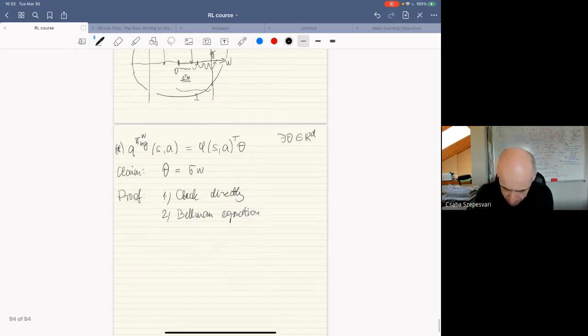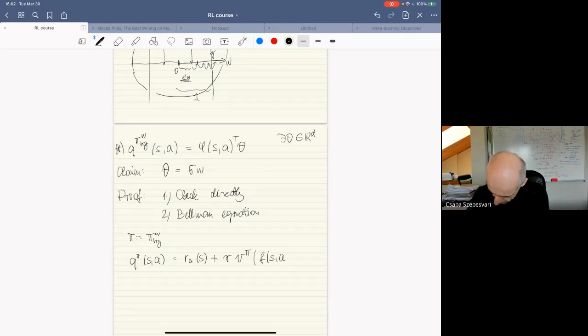So I can write the Bellman equation. Let's abbreviate this policy just to pi, because it's too much to write. So the Bellman equation says that this should hold: take the immediate reward, add gamma, and make a step with the dynamics, and then plug into the Q function, where you take the action that results from taking the step. It was a lot of writing.